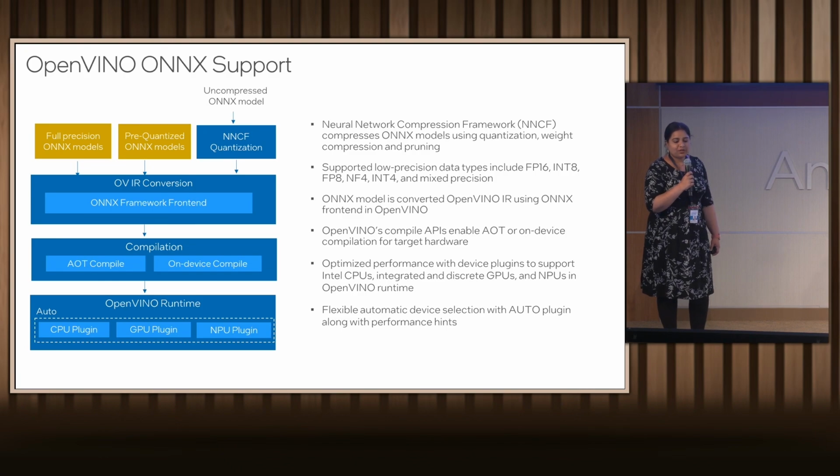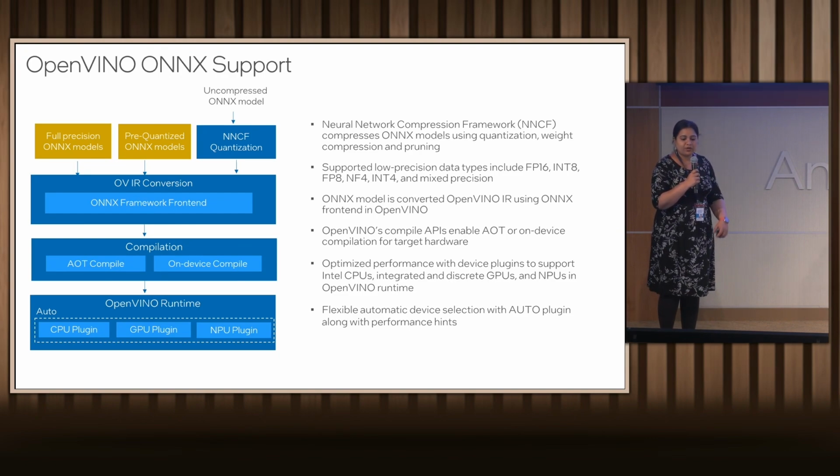We also support pre-quantized ONNX models that are quantized with tools in the ONNX ecosystem, as well as the full precision ONNX models from FP32 or FP16 format. After optionally quantizing the model, we convert the ONNX model to OpenVino IR using a module called ONNX Framework Frontend. As part of this conversion, we also apply high-level graph optimizations, including node fusions, removal of redundant nodes, loop unrolling, constant folding, and many more.